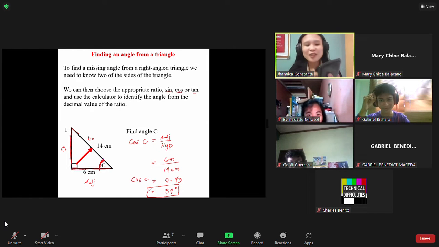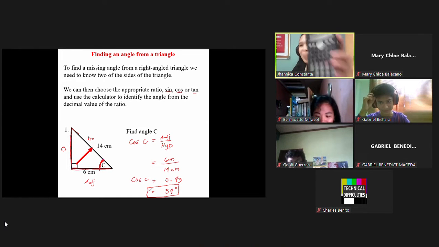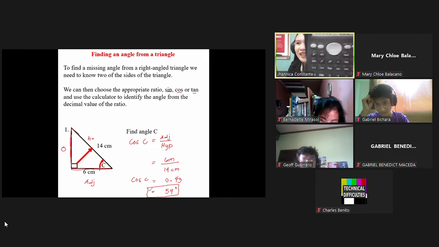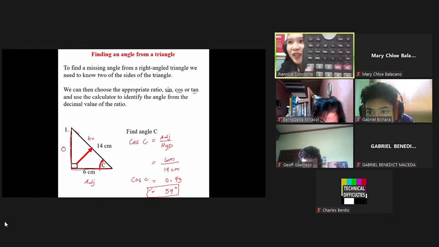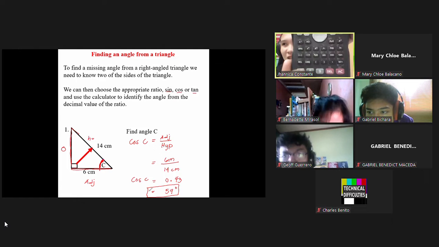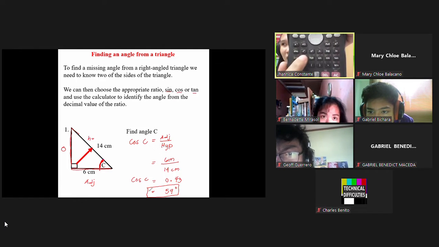Just input cosine, COS, in your calculator, then 0.43, equal sign, and then click the degree symbol in your calculator. This one. This is the symbol of degree, to make it degrees.